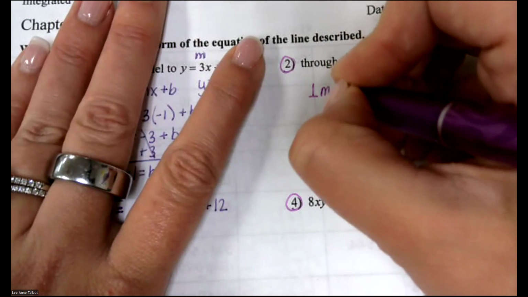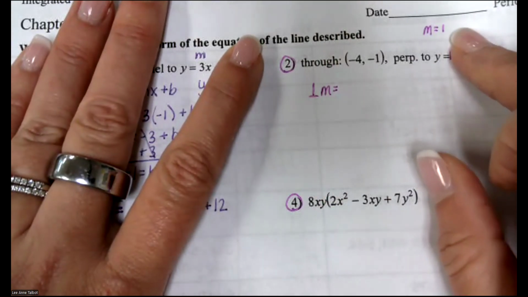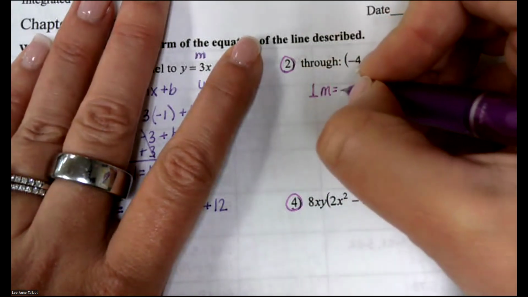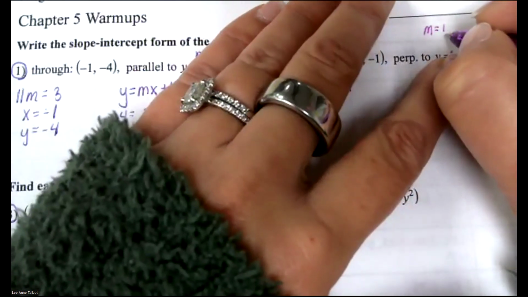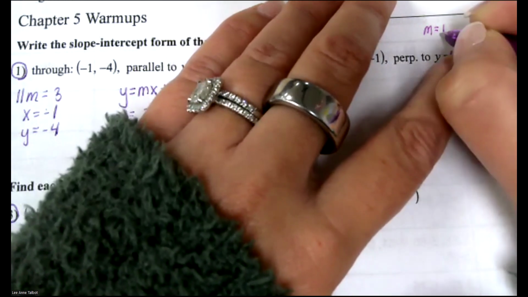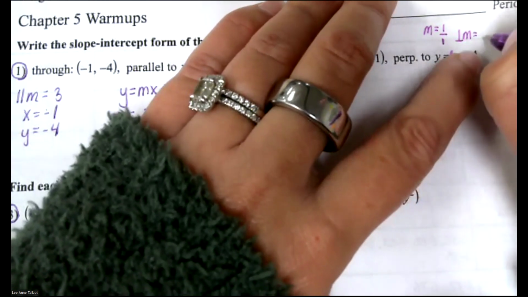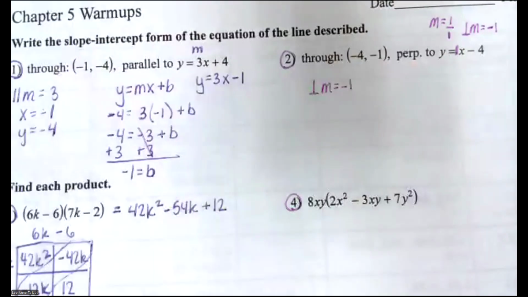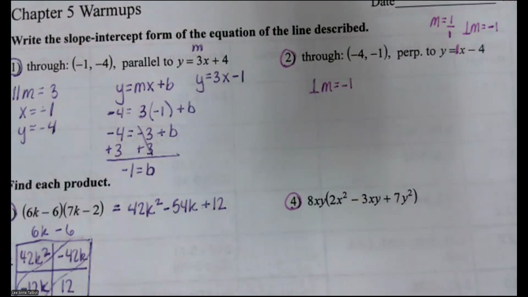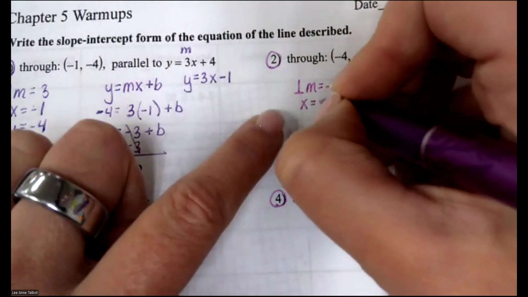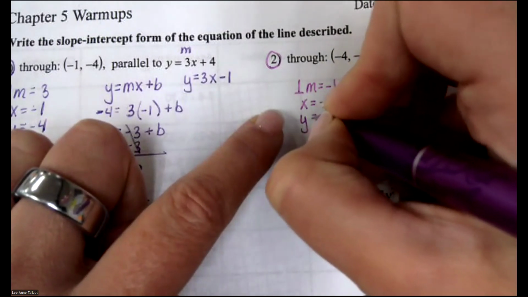Okay, now, what is the opposite reciprocal of 1? -1. Okay, and if anybody wants me to show them, what you do is you take the 1 and you put it over 1 and you flip it and you change the sign. And when you flip it, it just becomes 1 again. And then change the sign is -1. Okay, and then x is -4, y is -1.